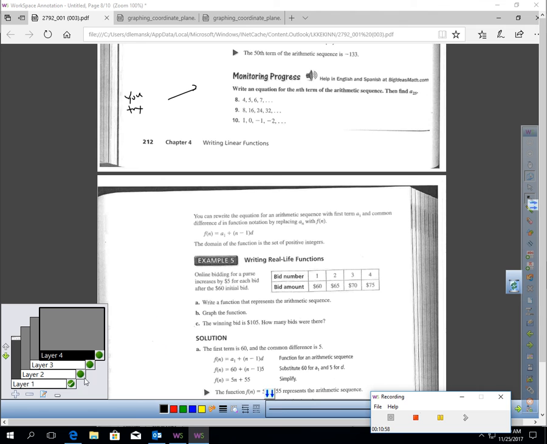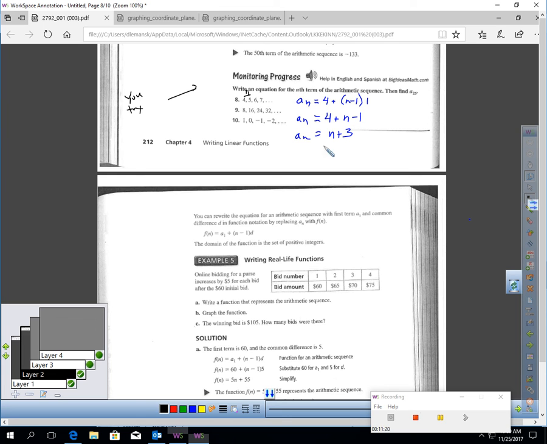So anyway, for a, here's the first term, 4, plus I have n minus 1 terms remaining, and can you see how each time we're adding 1 here? Okay, so times 1. Distribute and simplify. So if I want to find the 25th term, that's easy. The 25th term of this sequence would be 25 plus 3, and that's 28.